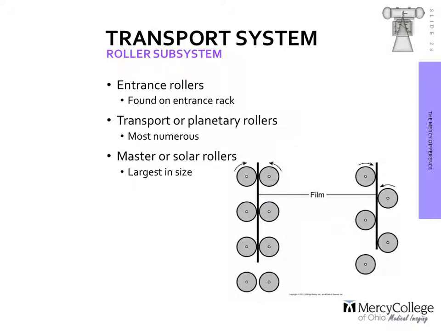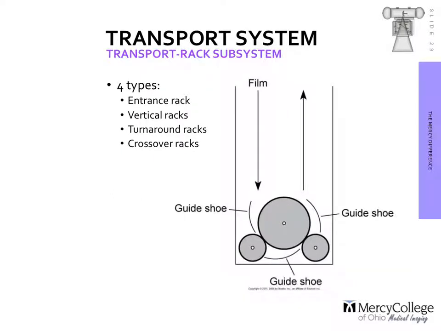The largest would be the master or solar rollers, and these are typically made of plexiglass or stainless steel, but they're found at the bottom of the solution tank, and what they do is that they help bend the film, not from tank to tank, but really from the bottom of the tank, and then process it back up through the top.